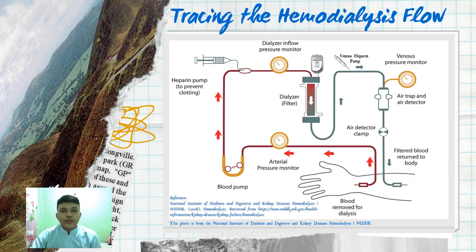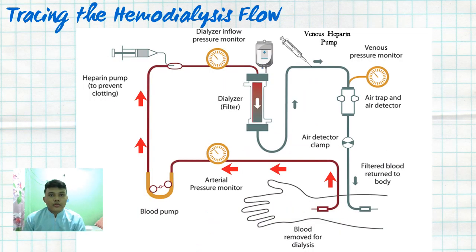So here is an overview of the hemodialysis flow. Before we begin, let us first define what hemodialysis is. Hemodialysis is a procedure wherein the blood is filtered using an artificial kidney, which is a dialyzer.